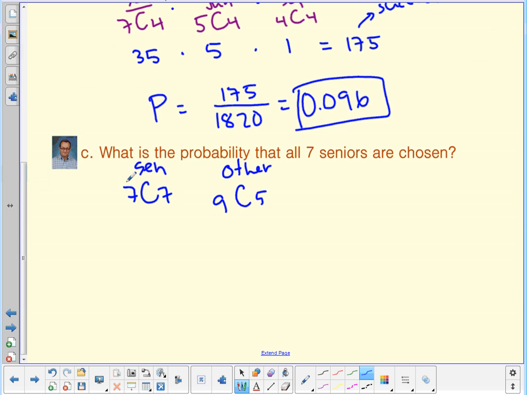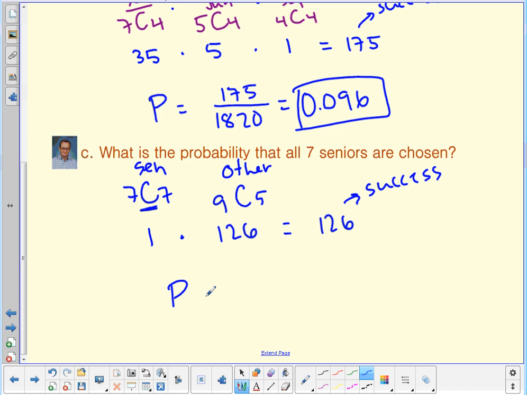Okay. Now, 7C7 is 1. That's easy because anytime you have a group that you're choosing all of them, there's only one way to do that when the order doesn't matter, of course. And then 9C5, calculate that and you get 126. So 1 times 126 is 126. That's your success.